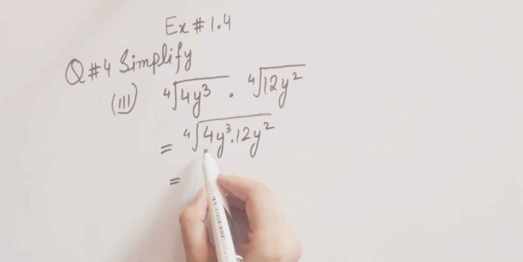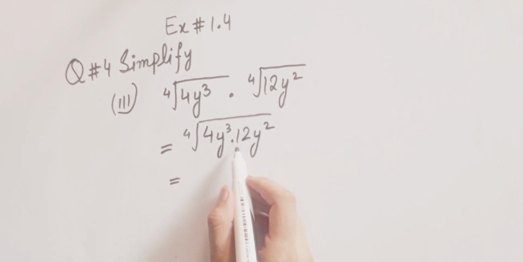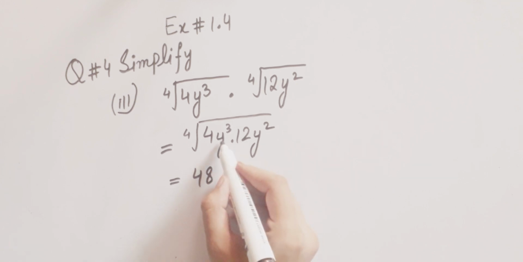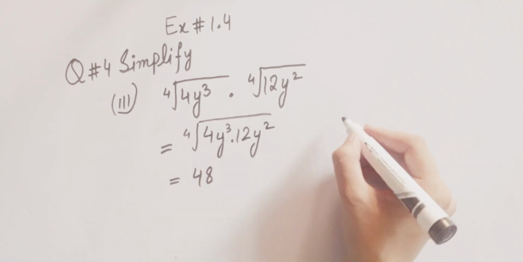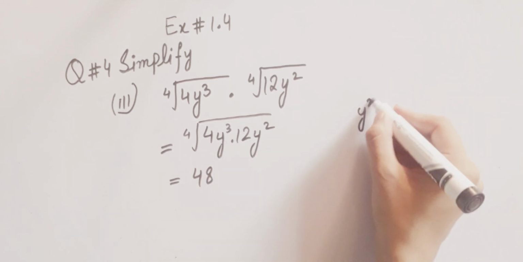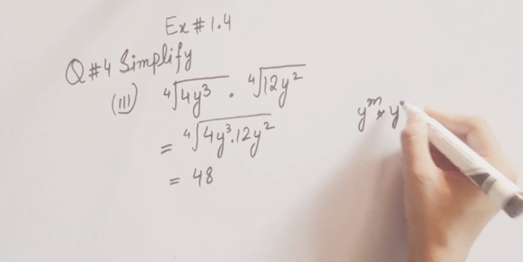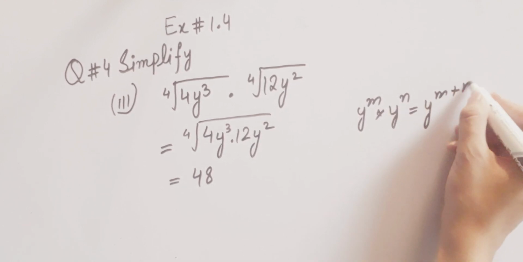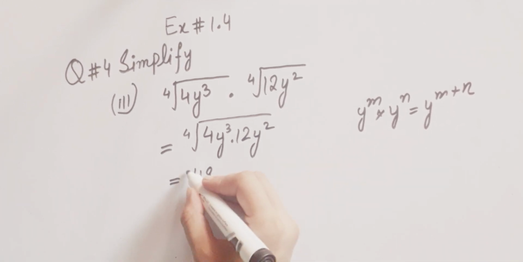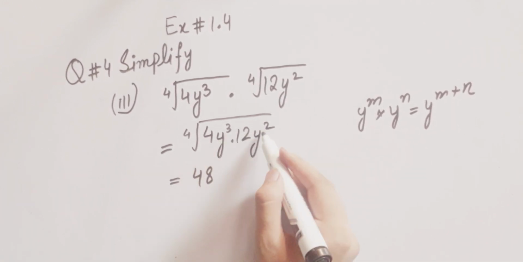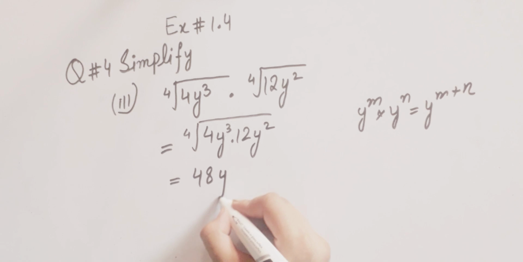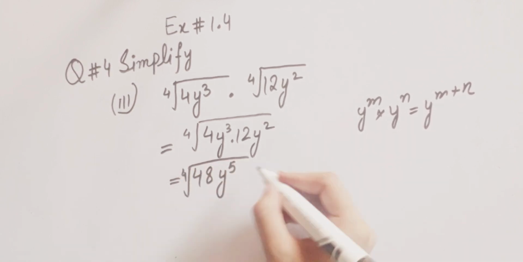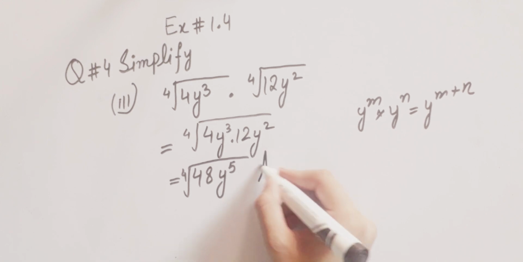So 4 multiplied by 12 is 48, and for y3 and y2 we will apply the product law. Y power m multiplied by y power n is equal to y power m plus n. So y power 3 times y power 2 is equal to y power 5, in a single radical. So this is the answer of this question.